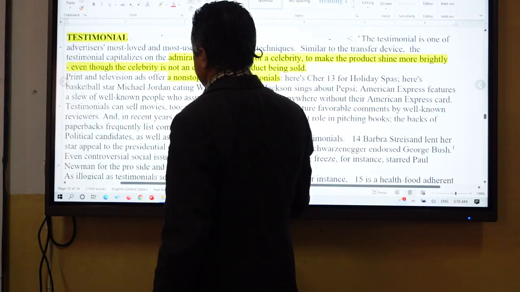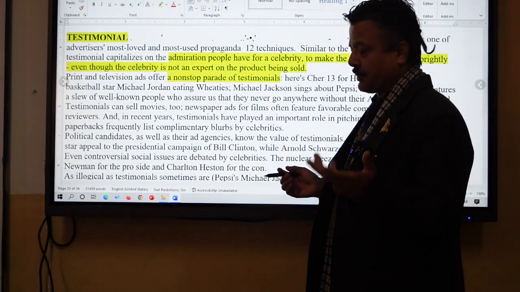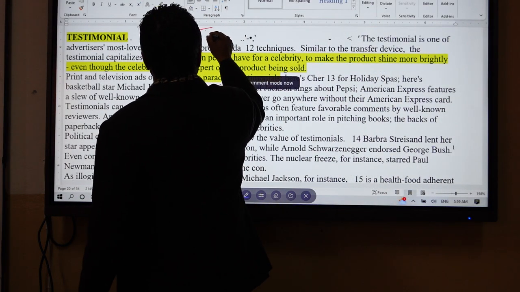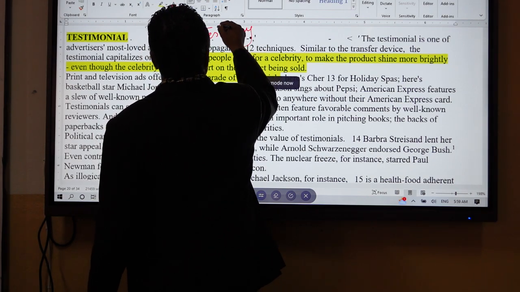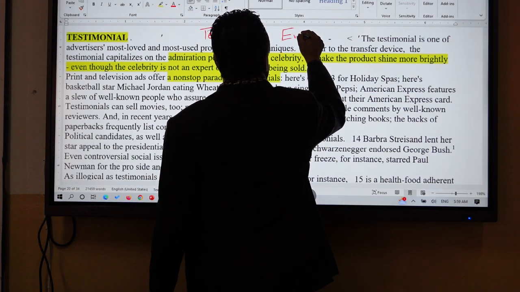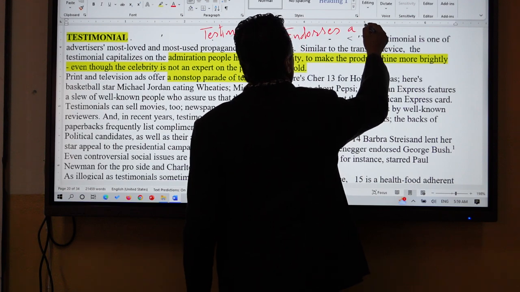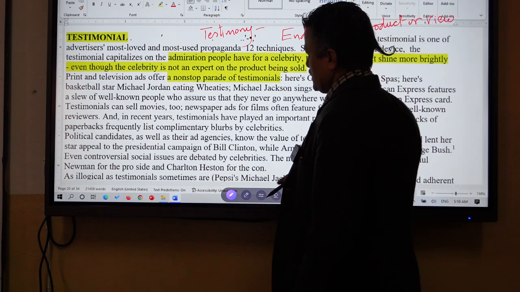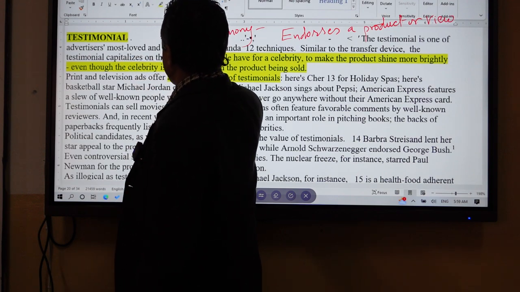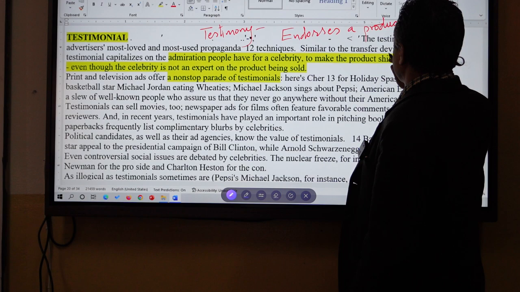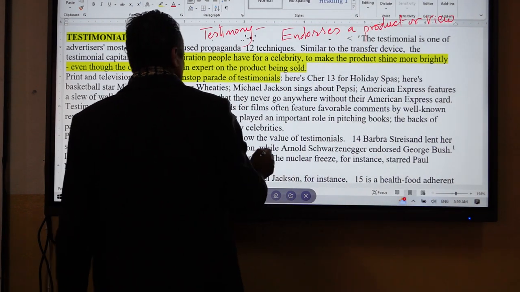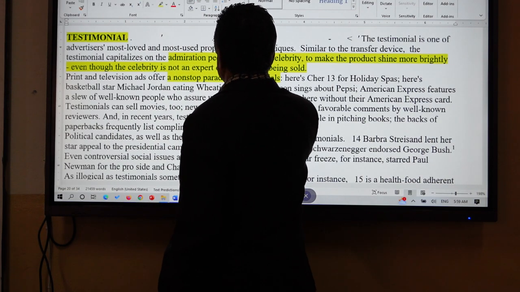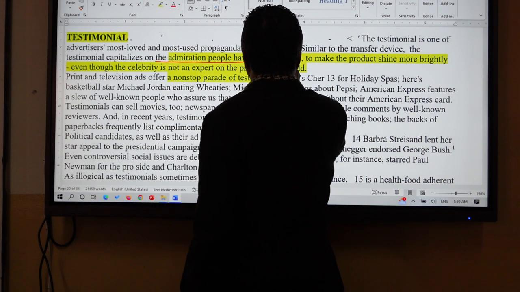Now, testimonials. The next propaganda technique. Testimonial comes from testimony, right? Testimony is when somebody endorses a product or view. Advertisers' most loved and most used propaganda technique, similar to the transfer device, the testimonial. Now, how does it work? Look, how does this work? It capitalizes on the admiration people have for a celebrity.